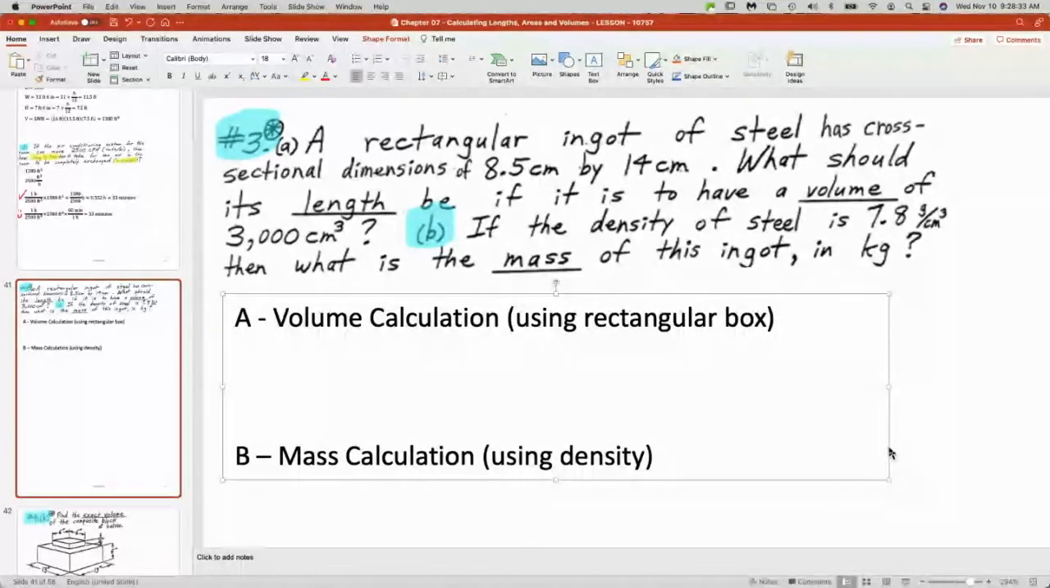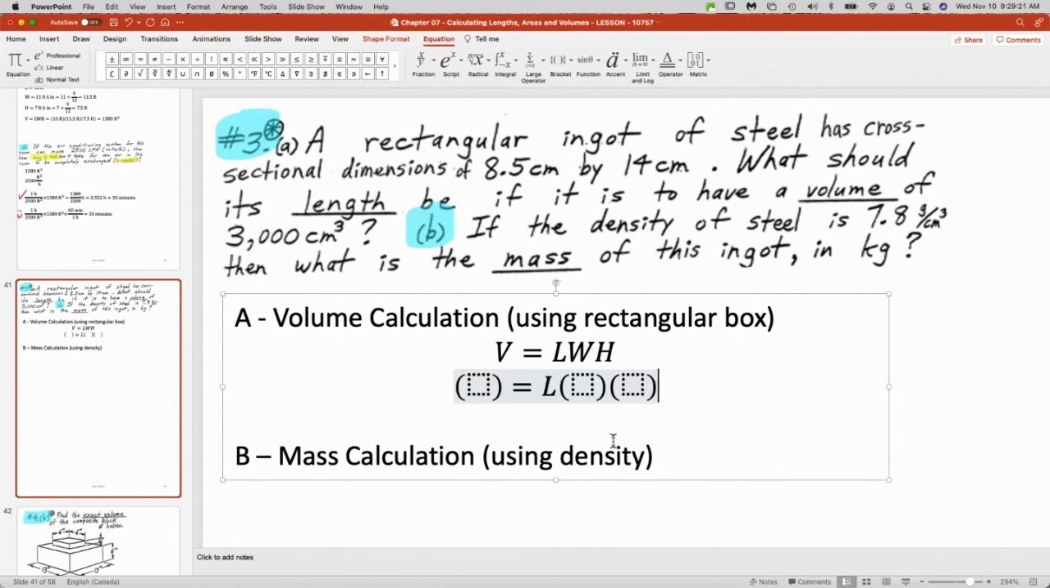There you go. So how about I give you a minute or two to do part A? It's actually asking for the length of the box, so it's not asking for the volume. So when I say volume calculation, I don't necessarily mean you're getting a volume as the answer. I just mean that there's a calculation involving a volume. So you should have a setup like that.